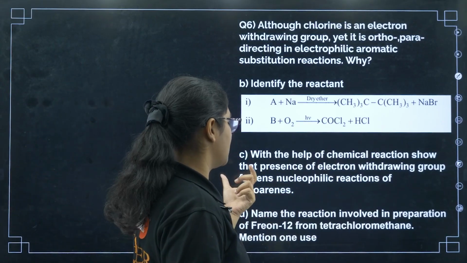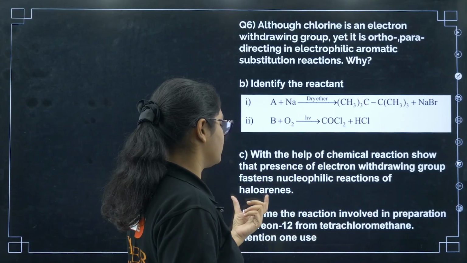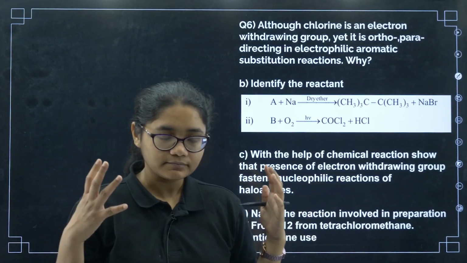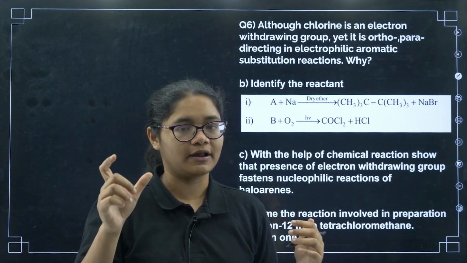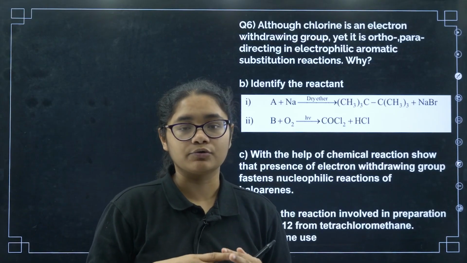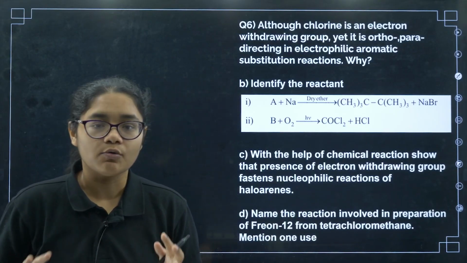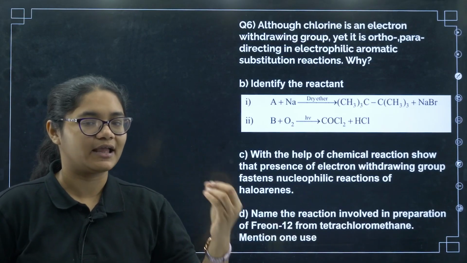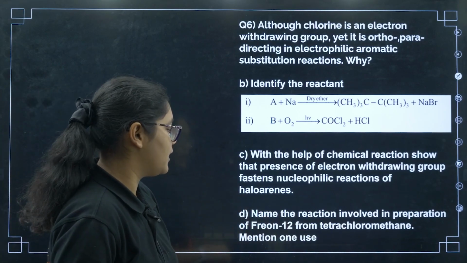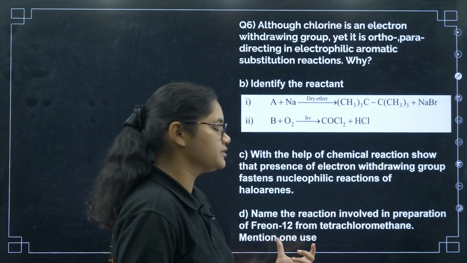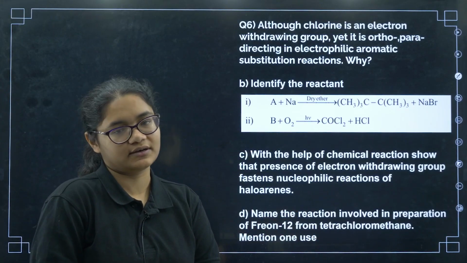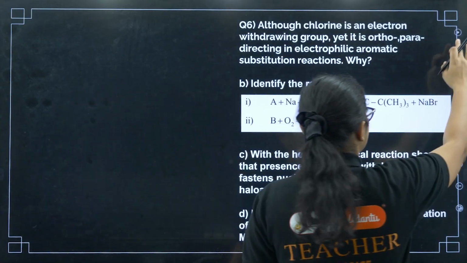With the help of a chemical reaction, show that presence of electron withdrawing group fastens the nucleophilic substitution reaction. When you take only chlorobenzene and sodium hydroxide, you require very high temperature and pressure. But if you add 3 nitro groups, the same reaction can be done with warm water. In warm conditions also the reaction can happen. Name the reaction involved in the preparation of Freon 12 from tetrachloromethane, and mention one use. The Swarts reaction is used, and Freons are used in refrigerators and in air conditioners, right?